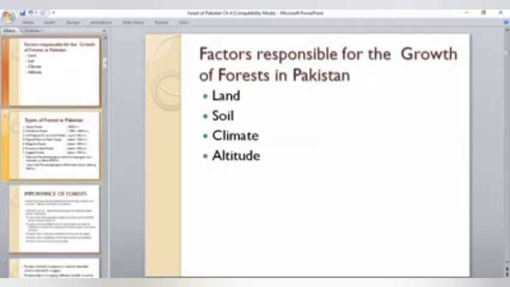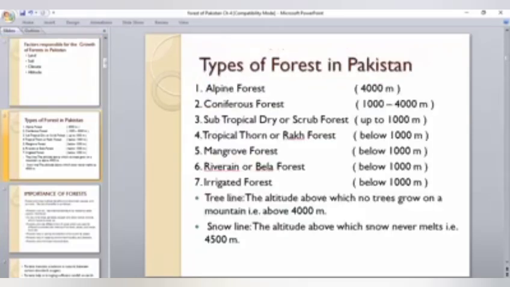Then what are the factors responsible for the growth of forest in Pakistan? Land, soil, climate, and altitude. There are several kinds of forest in Pakistan, and these factors lead to the growth of different forests. Now, the types of forest in Pakistan: alpine forest, which mostly grows above the height of 4,000 meters. Next is coniferous forest, which grows at the height of 1,000 to 4,000 meters.